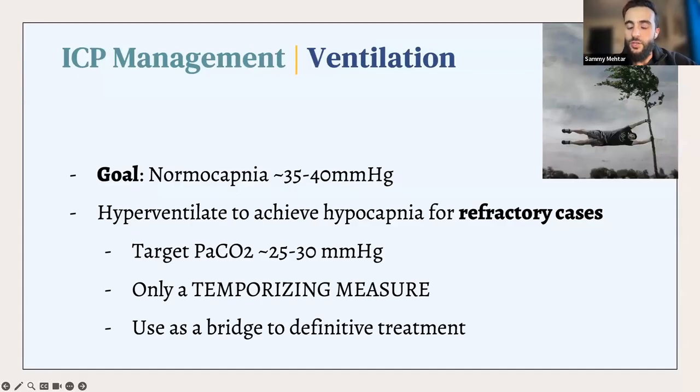The thing that's very important to note is that the body in general is very good at adapting to new situations. As you lower the CO2, the body will adapt to this lower level of CO2, so this is a very temporizing measure. It's very temporary, and once you stop hyperventilating the patient, there's a risk for a rebound effect. If you maintain low CO2 levels for a prolonged period of time, there's also a risk for cerebral hypoperfusion because of ischemic injury as well. So this is not something that you want to be doing for the long term.